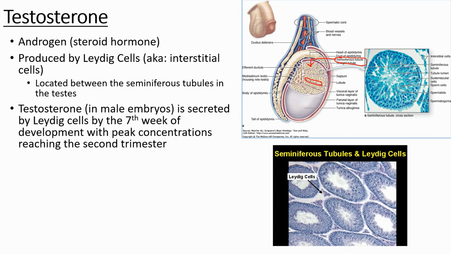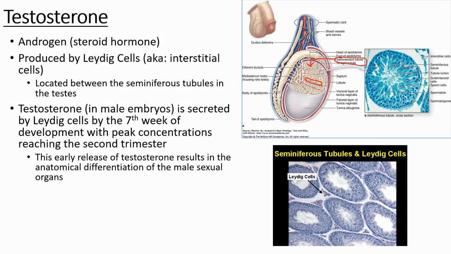Okay, testosterone in male embryos is secreted by Leydig cells by the 7th week of development, with peak concentrations reaching the 2nd trimester. So, in male embryos, testosterone actually gets secreted pretty darn early, 7th week. This early release results in the anatomical differentiation of the male sexual organs. So it's kind of like letting the embryo know, okay, we're going to go this route rather than this route, and that's because of the presence of testosterone.